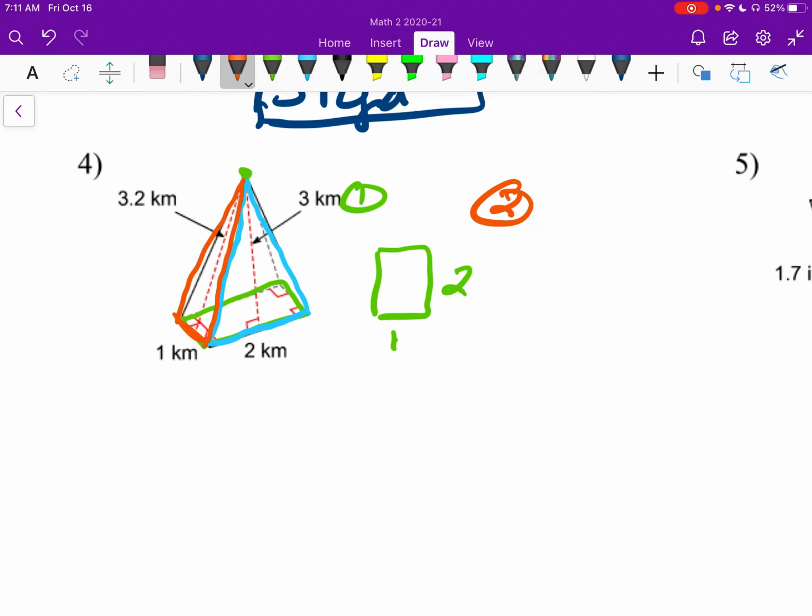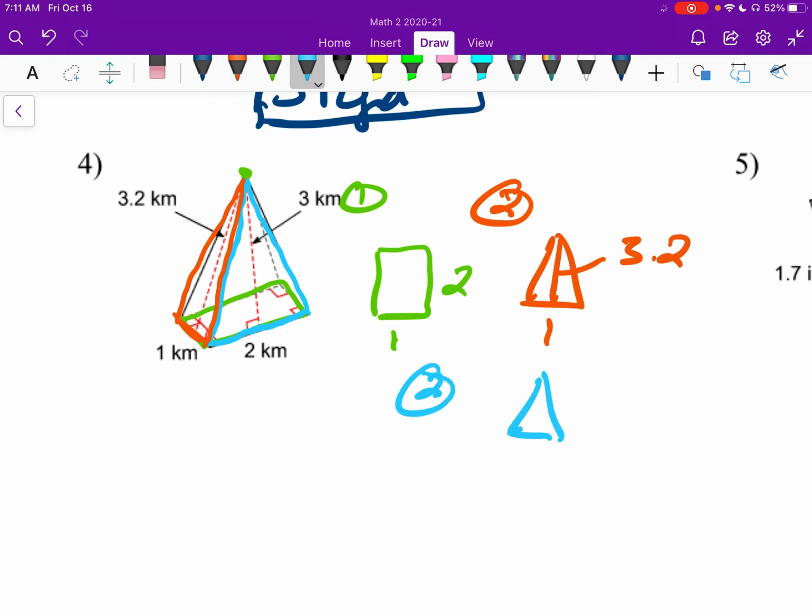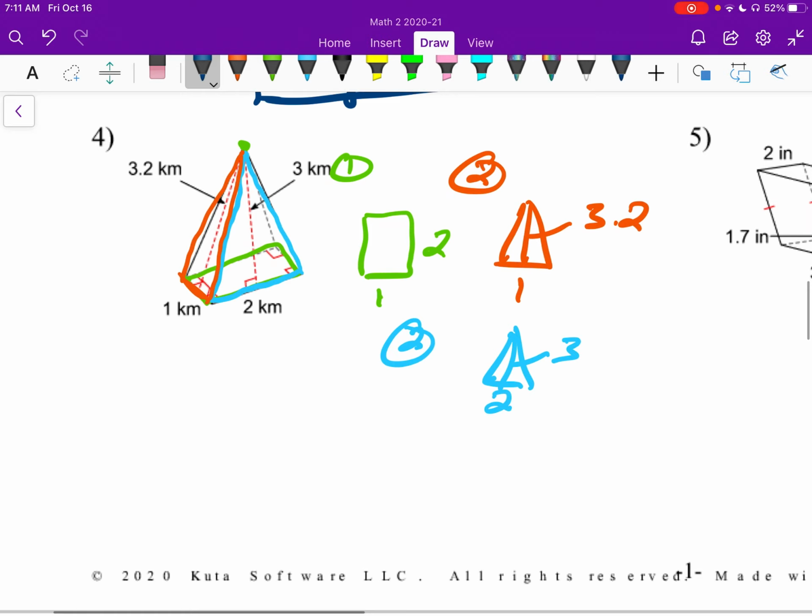We'll have 2 orange triangles. Their base is 1, their height is 3.2. And then for the blue one, we also have 2 of those. Their base is 2, and their height is 3. Right? And I don't normally take a whole lot of time drawing these shapes. They're just for you to be able to do your area formula. So don't try to be super pretty about them.